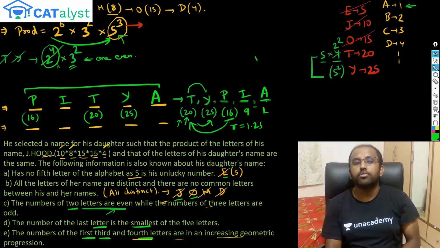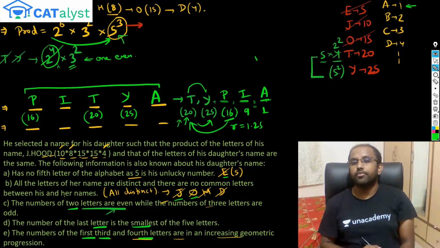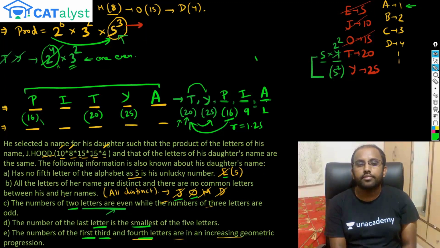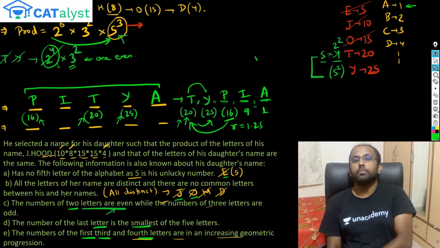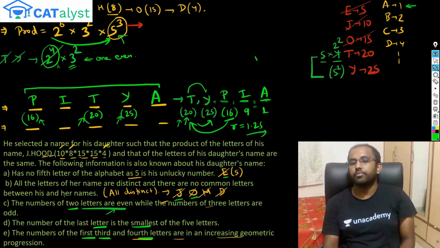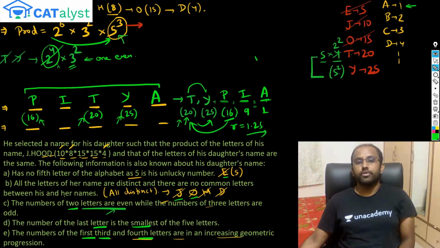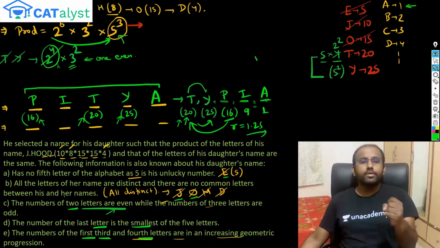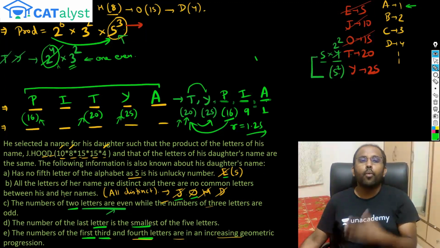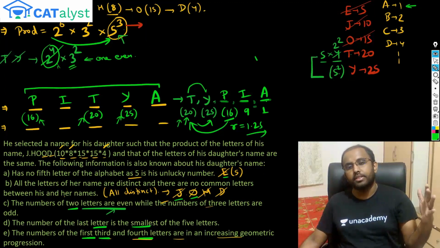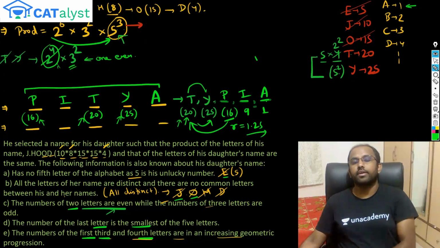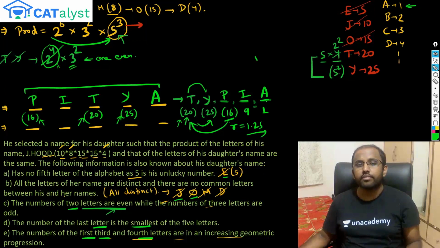9 should be 1 and 9 because all letters are distinct actually. So we can't have 3 and 3. So 9 and 1. So the name is Pitya. In that, 16, 20 and 25 is basically an increasing GP with common ratio of 1.25. That should be the answer of this beautiful question, right? So whatever question we can answer now, what is the first letter, what is the second letter, how many vowels, how many consonants, once we get the name Pitya, we can find all the letters actually, and all the questions we can do quite easily, right?